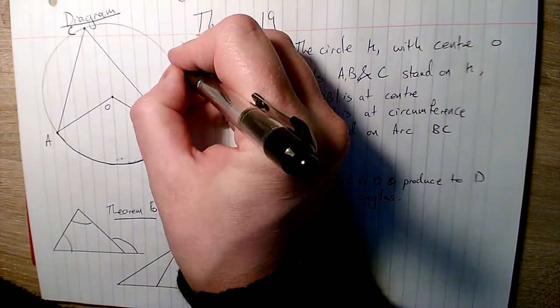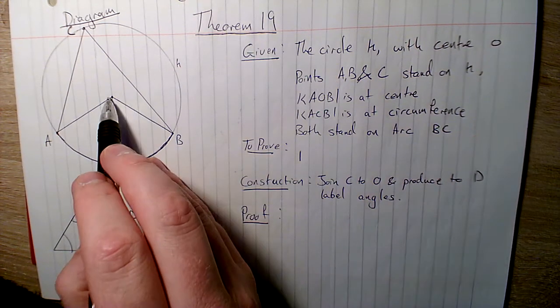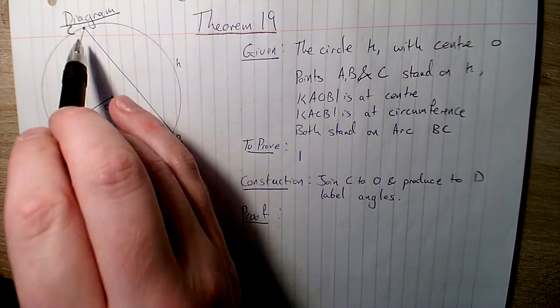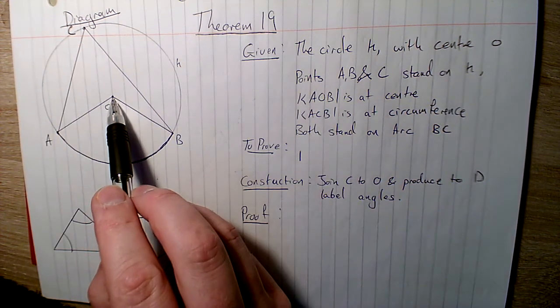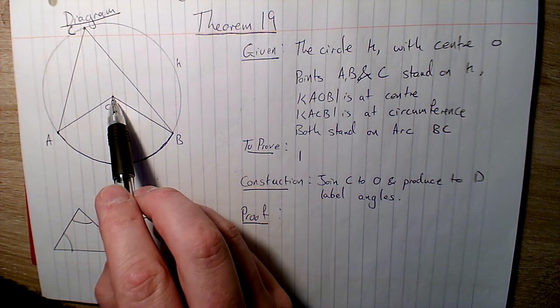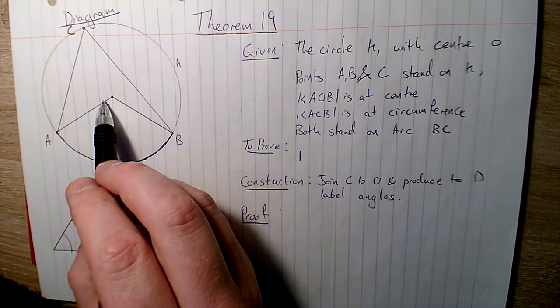Circle K, just K is what we call it, doesn't matter what you call it, with a center at O. Points A, B, and C stand on the circle. The angle AOB is at the center, and when you're drawing this out yourself, the first thing you do is mark the center, then draw the circle. So you need to know where the center is, so have it marked.